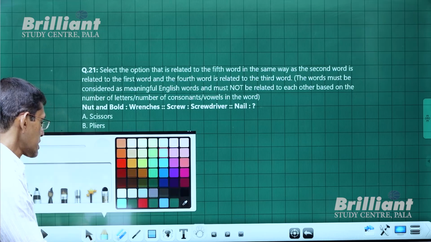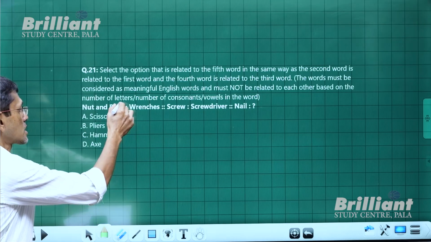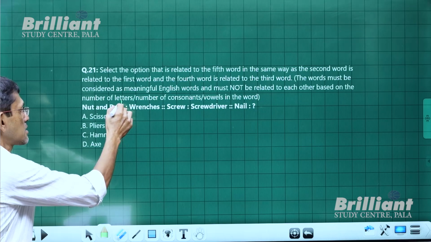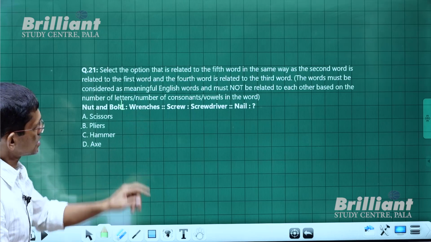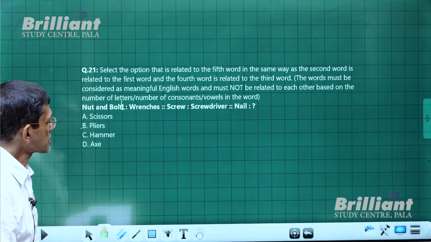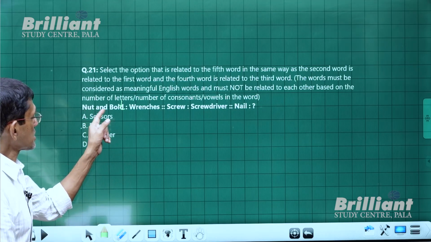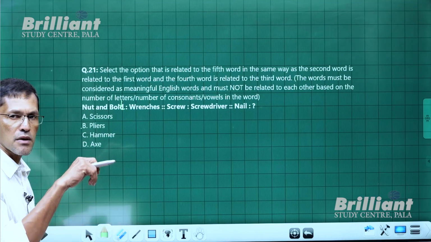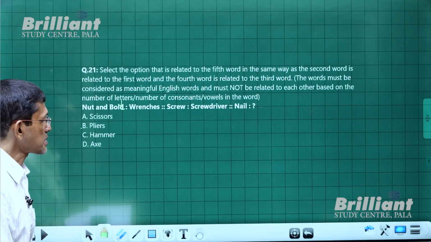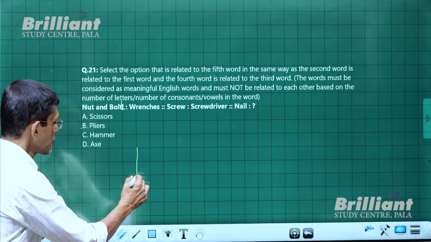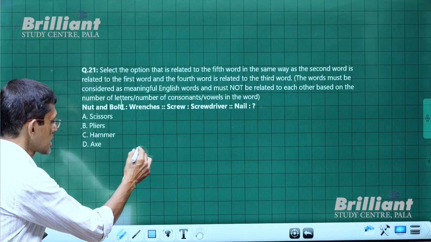So, what is it? Here it is nut and bolt. It must be T, I believe. Nut and bolt, and the wrench is a tool which is used to operate this nut and bolt. Wrench. Have you seen the wrench in the hands of plumbers and all those people? So it is a tool similar to this. I'm pretty sure you must have seen this. It's something like an F.